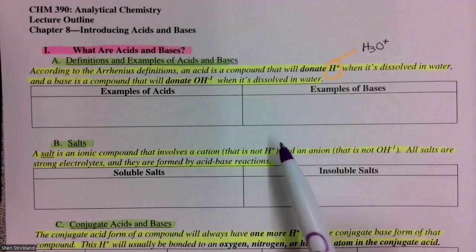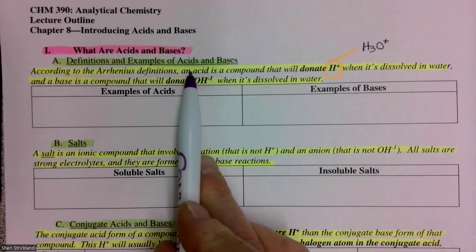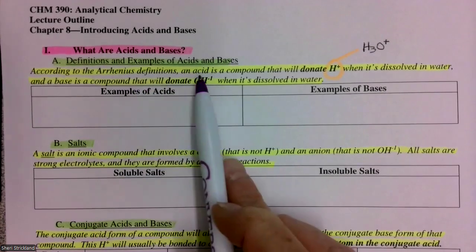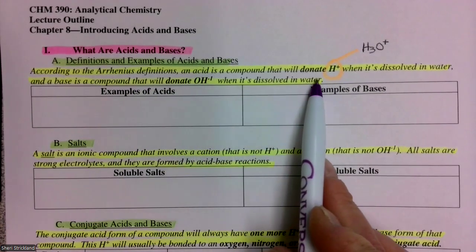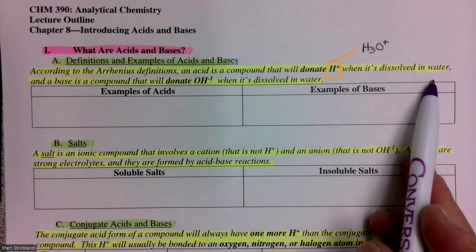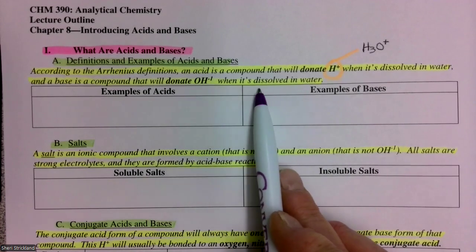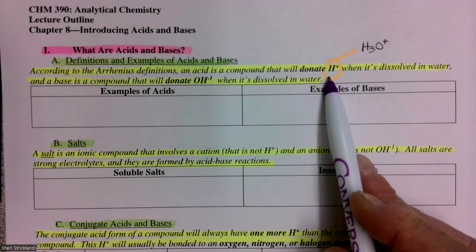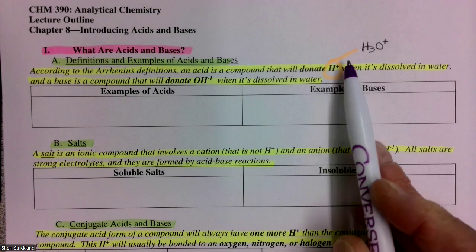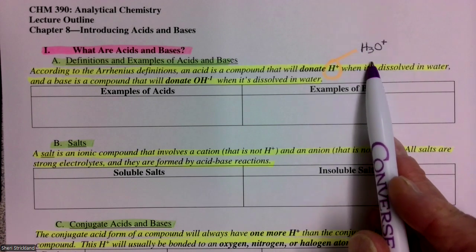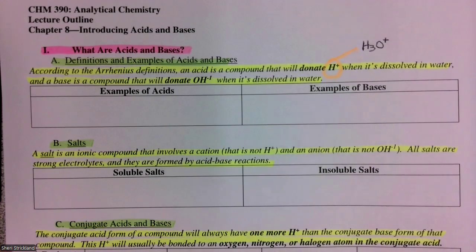So we begin with the definitions of acids and bases that came from Arrhenius. And he said that an acid is a compound that will donate hydrogen cations when dissolved in water, and a base is a compound that will donate hydroxide ions when dissolved in water. And remember that a hydrogen cation, when it's dissolved in water, exists as a hydronium ion. So you'll see that also.